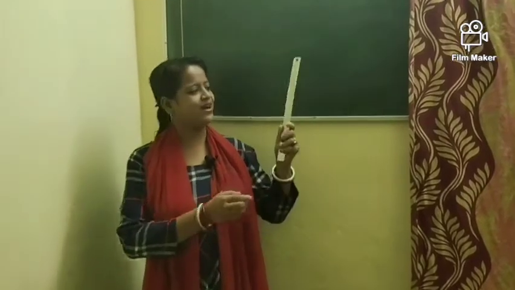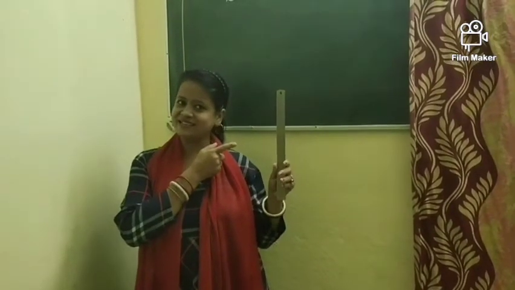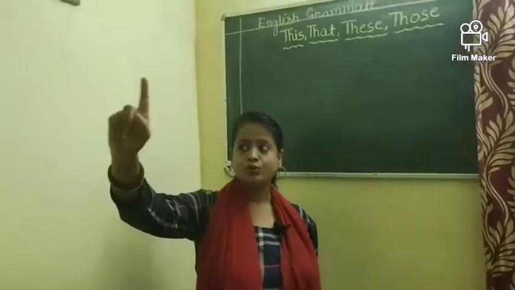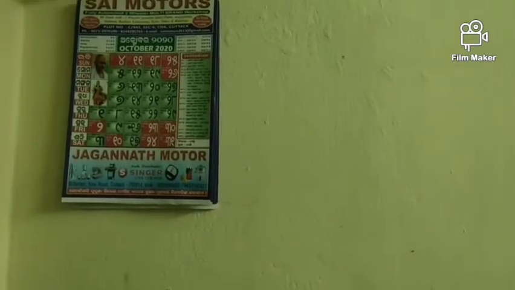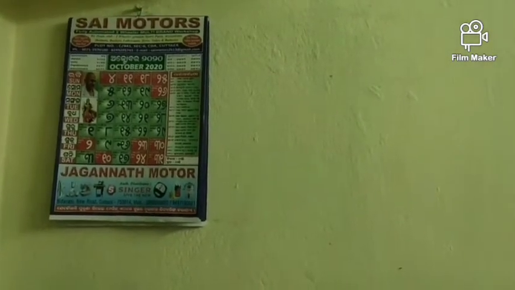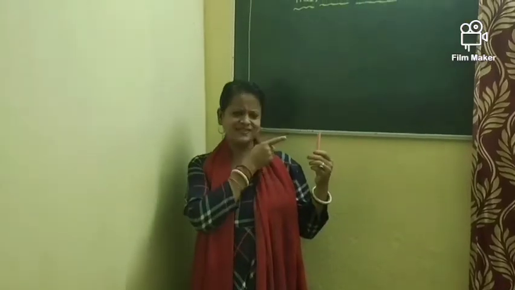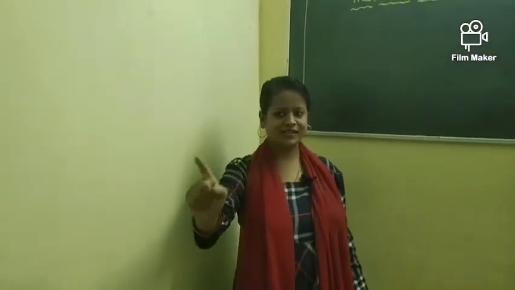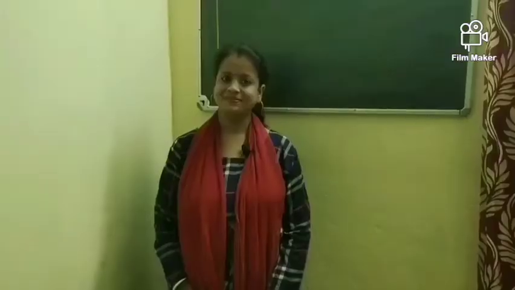Okay. Now see this one. What is this? This is a scale. What is that? That is a calendar. What is this? This is a chalk. What is that? That is a duster. Yes or no?